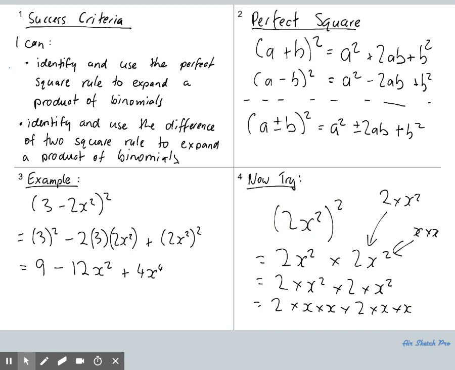Now, if I look at the numbers and the variables separately, 2 times 2 is 4. X times x times x times x is repeated multiplication of x 4 times over, and so is x to the power of 4. Okay, now when we do an indices unit later on, there are some laws that you can use to make that process a little bit faster. But that's basically what we're doing.